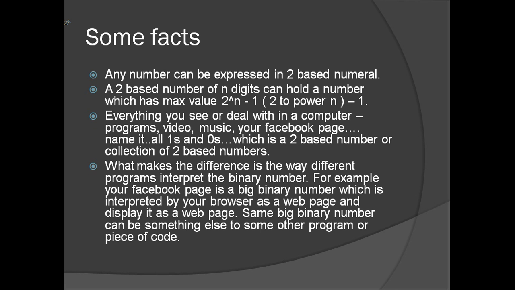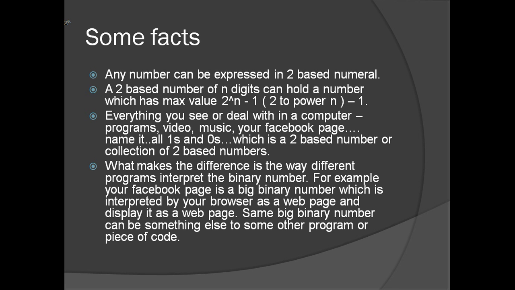Following are some facts worth remembering when we deal with binary numbers. Any number can be expressed in base 2, as we mentioned. A base 2 number of n digits can hold a number with a maximum value of 2 raised to n minus 1, so 2 to the power n minus 1. For example, an 8-bit number can hold up to 2 raised to 8 minus 1 different integers.